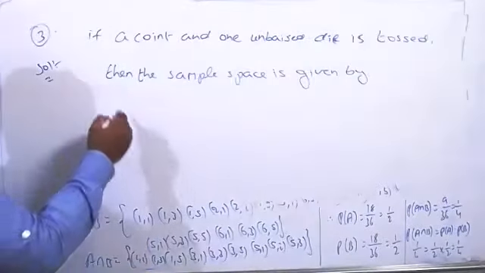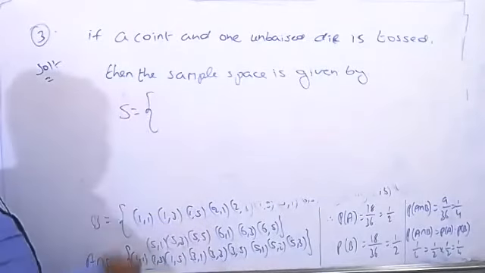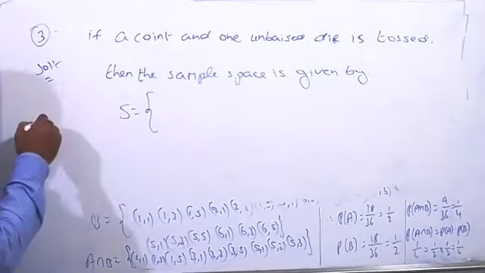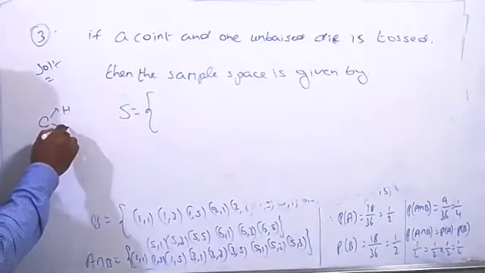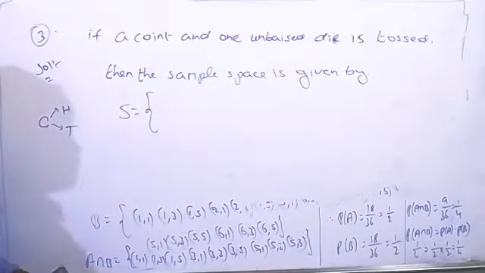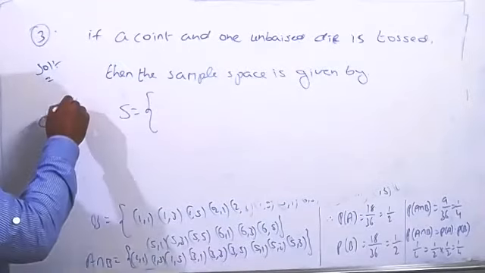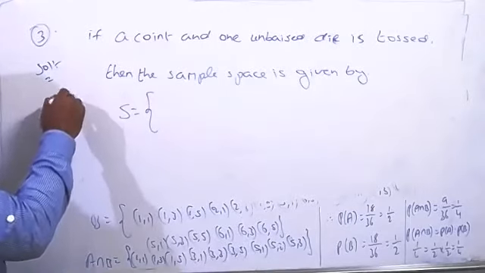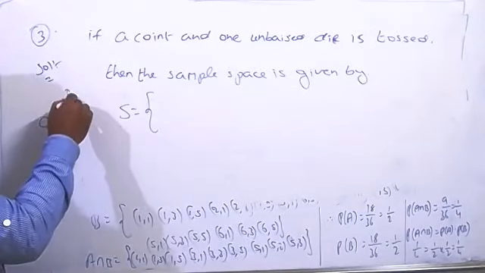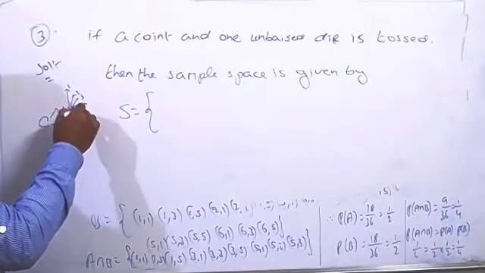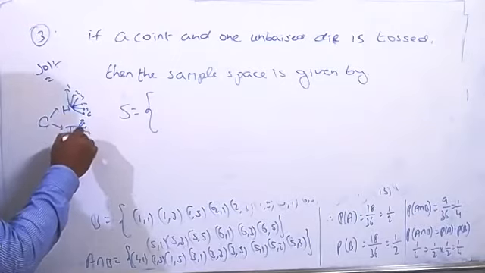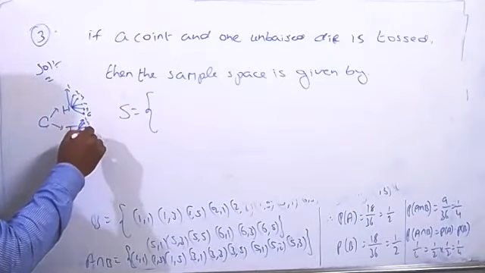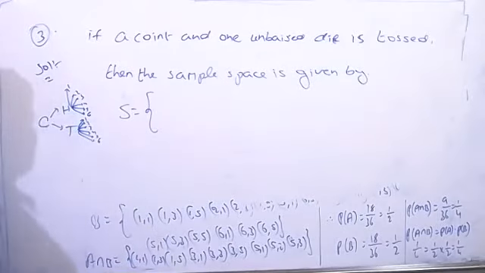What is sample space? Here see now, one coin and one die is thrown. Coin means generally we will get head and tail. And one die is thrown means clearly we will get 1, 2, 3, 4, 5, 6. Here also we will get 1, 2, 3, 4, 5, 6. These are the possibilities. Now you should write all those things.